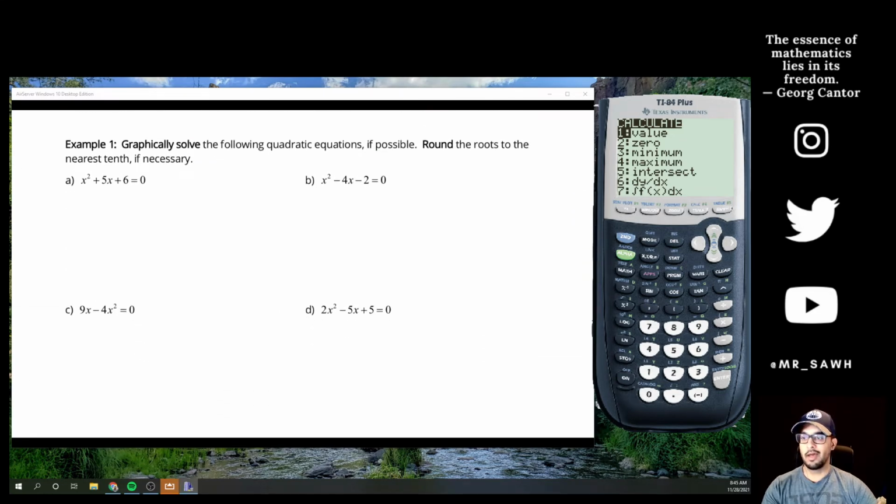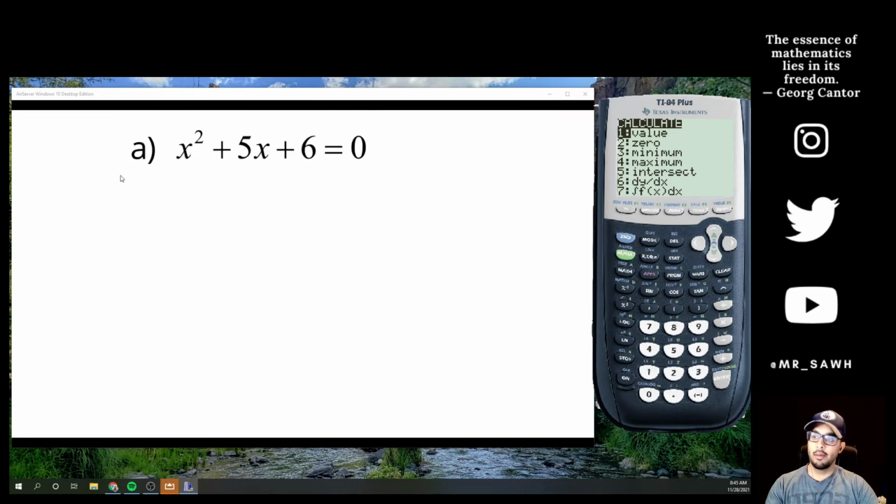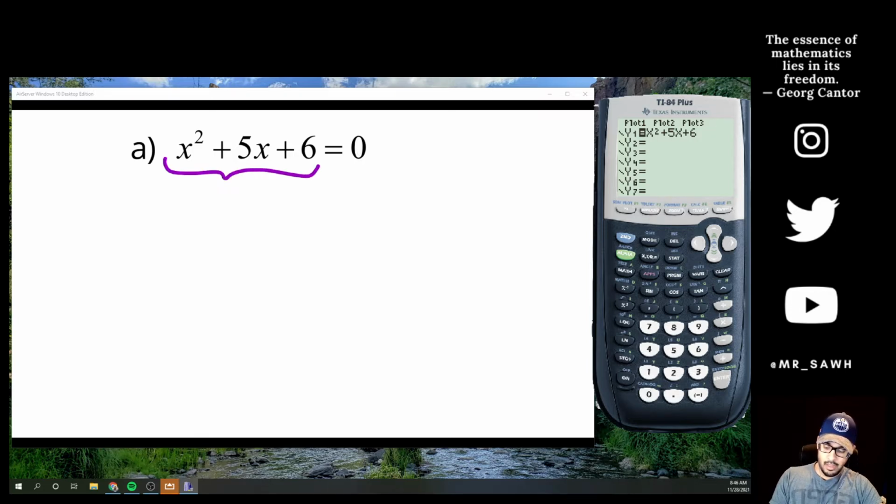So example 1, graphically solve them if possible and round those roots to the nearest tenth if necessary. So if I look at number 1 here, I've got x squared plus 5x plus 6. So the first thing I'm going to do is hit y equals on my calculator, and I'm just going to graph it. So x squared plus 5x plus 6. Now this is equal to 0, so really the only part I'm graphing is the left side of that equation, and I'm putting it under y1.